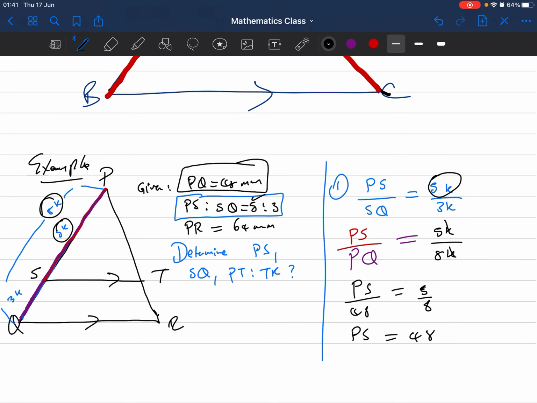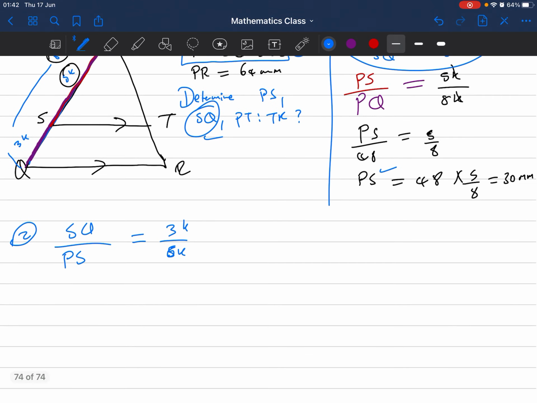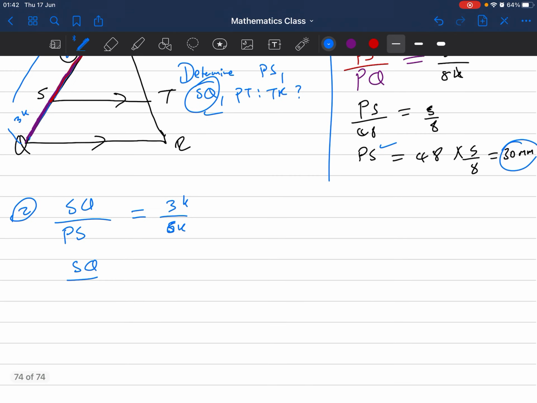You already have PS, and you're looking for SQ, and you have the ratio up here. So you can say SQ over PS, and the ratio is 3 over 5. This is 3K over 5K. And you already know the value of PS is 30 millimeters. So this is 30, this is 3 over 5.